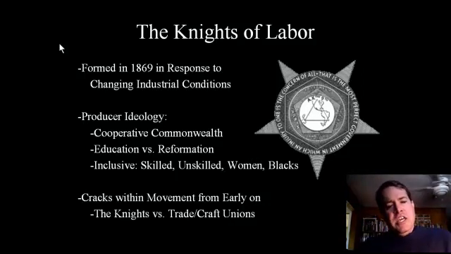Now, this cooperative commonwealth is all-inclusive. It is inclusive of skilled labor as well as unskilled labor. It's not just limited to white people either. It includes women as well as blacks and immigrants.